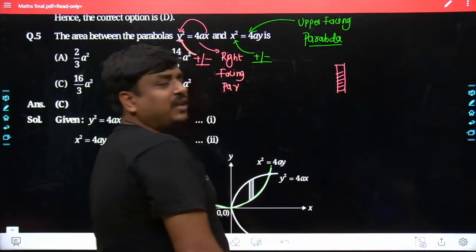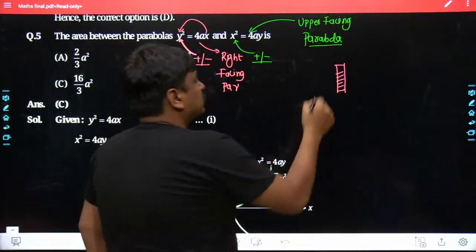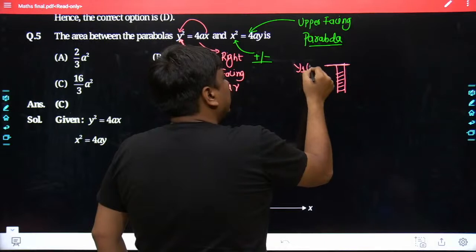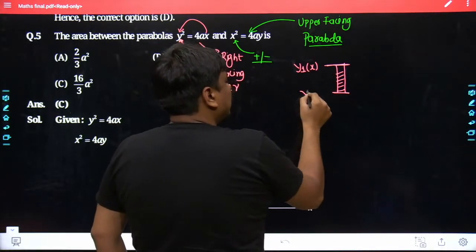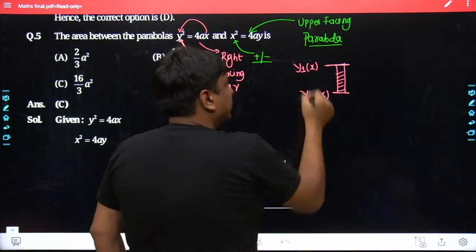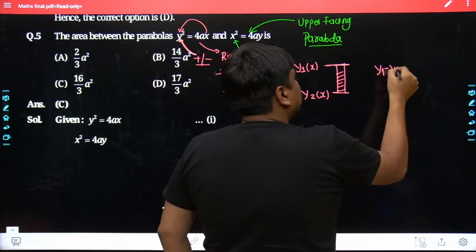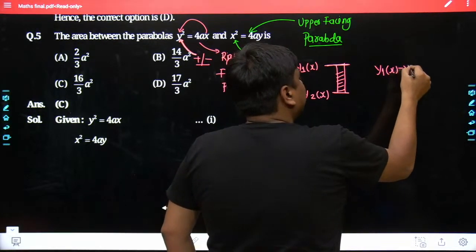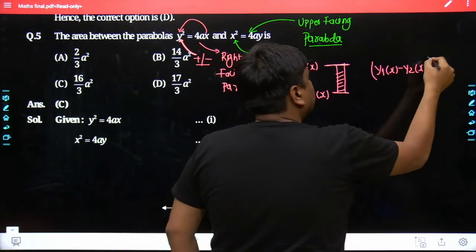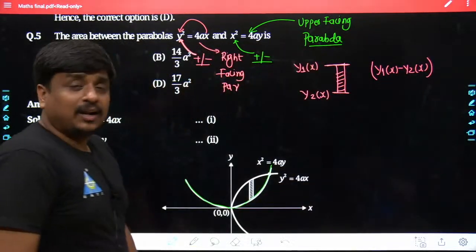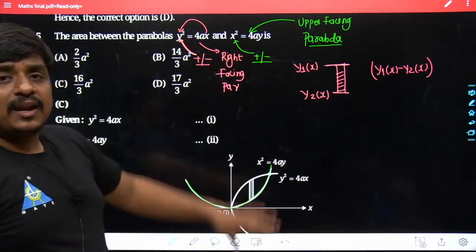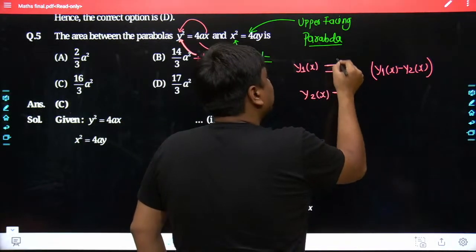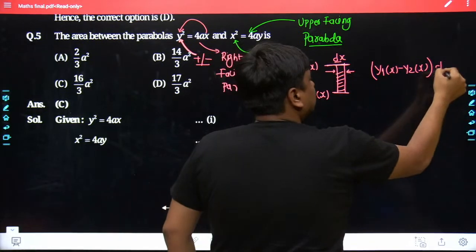And how do we get the area of the rectangle? First, we take its height towards the upper side as a function of x, and similarly towards the lower side as a function of x. We subtract them, so the height becomes y1 of x minus y2 of x. The area of the rectangular strip is the height into the breadth. What would be the breadth? Obviously, the breadth is the infinitely small length in the direction of x. So simply it's going to be dx.